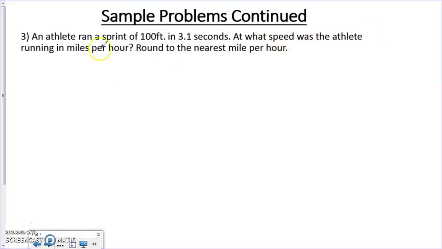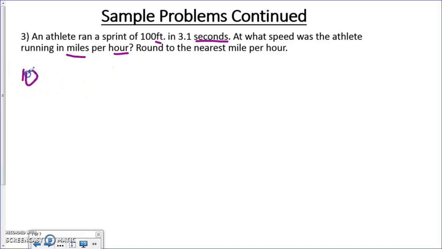At what speed was the athlete running in miles per hour? Round to the nearest mile per hour. So this one is like the problem we saw before. So we know the speed in feet per second, and we wanted to convert it to the speed in miles per hour. So that means we need to convert feet to miles, and we need to convert seconds to hours. So we can do this in 2 conversion factors. You can do this in 3.